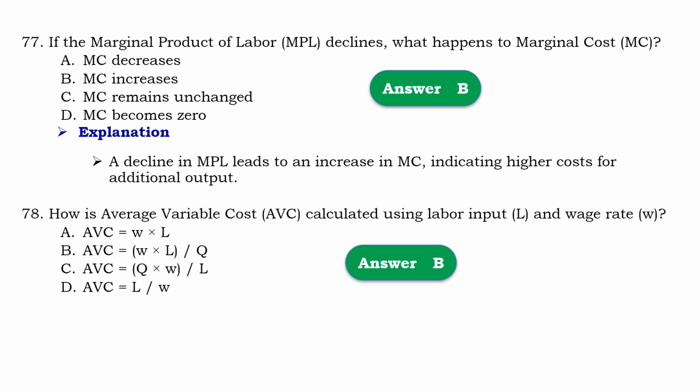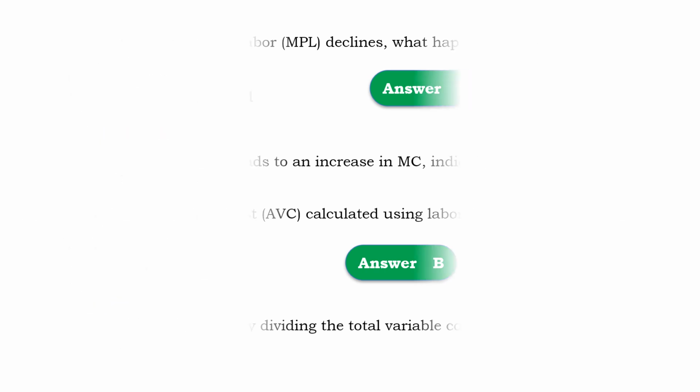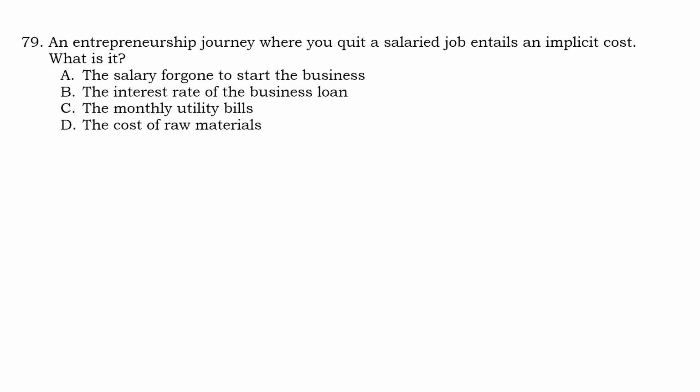Wage rate times labor divided by the quantity. Means that average variable cost is calculated by dividing total variable cost by total output. Question number 79. An entrepreneurship journey where you quit a salaried job entails implicit cost.